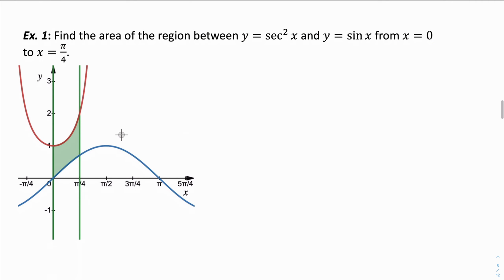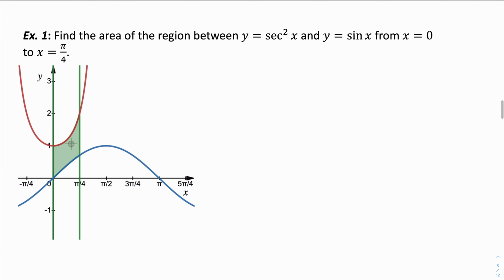There's my sketch, beautiful computer-aided sketch. So this is my secant squared function, and then this here is my sine function. And you can see that we are bound between 0 and pi over 4. So this region here in green is the region that we're trying to find the area for.